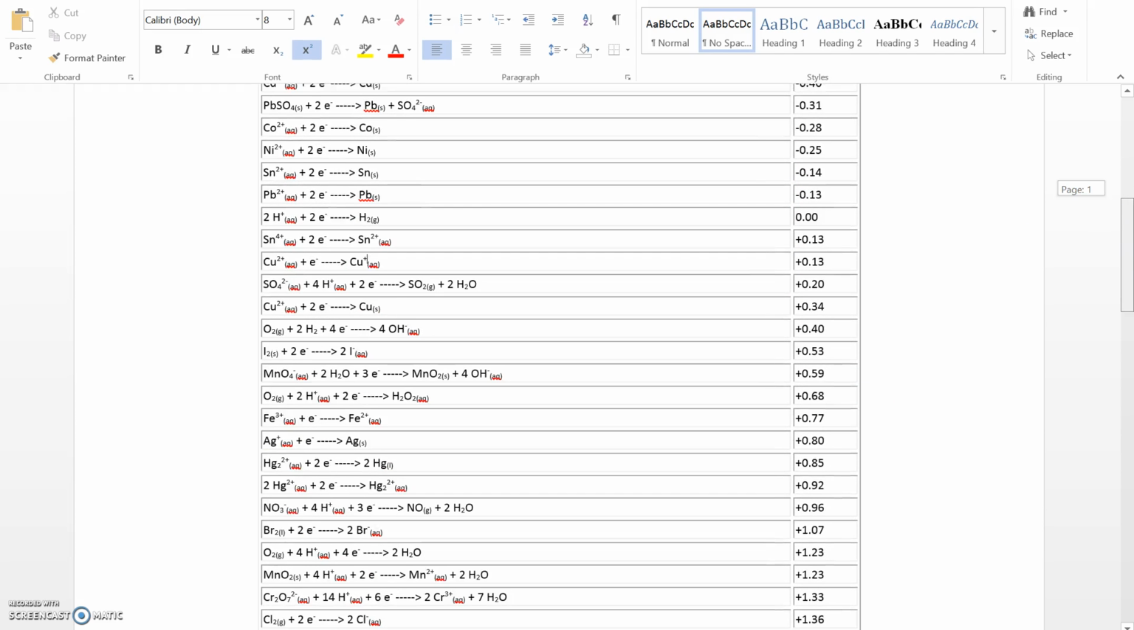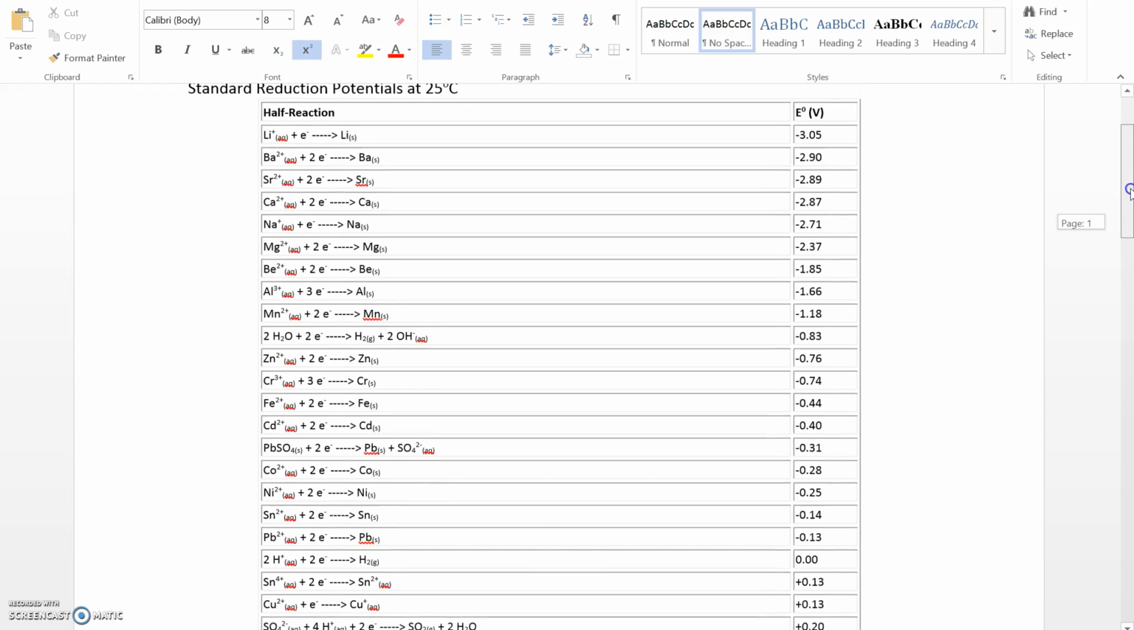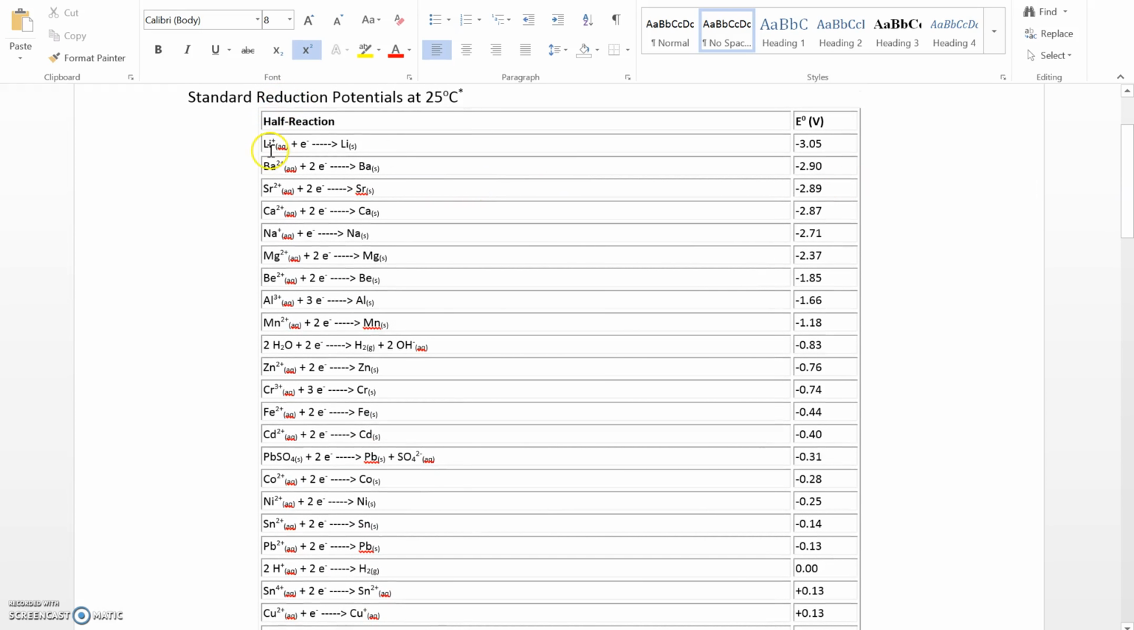And here we can go all the way down. If you take a look at the numbers, we know things like lithium and barium and strontium and calcium, they want to be positive ions. They don't really want those electrons. So if we look here, we notice that their voltages are negative. As we move our way down, notice that they're all reduction reactions. Gains electrons, reduced. Every one of these is gaining electrons. We have to write them consistently. We write them all as reduction reactions so that we can compare them.